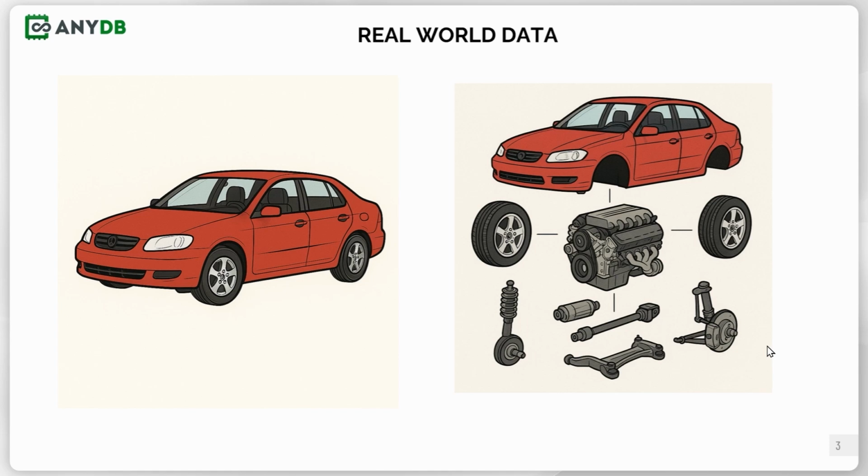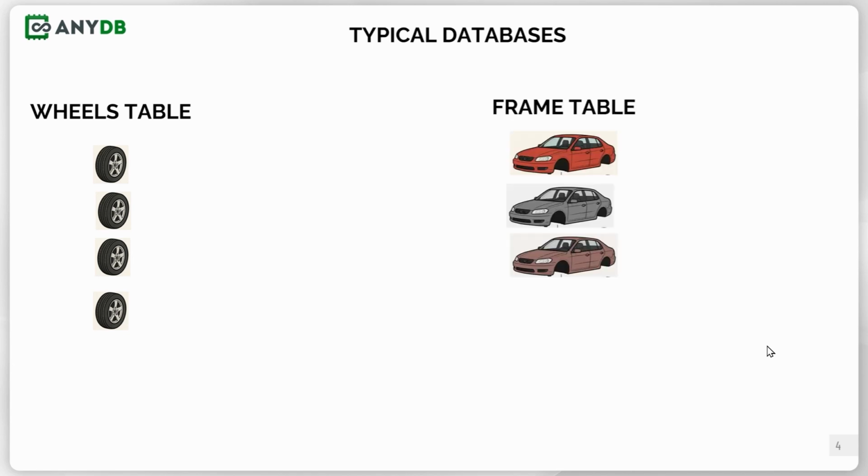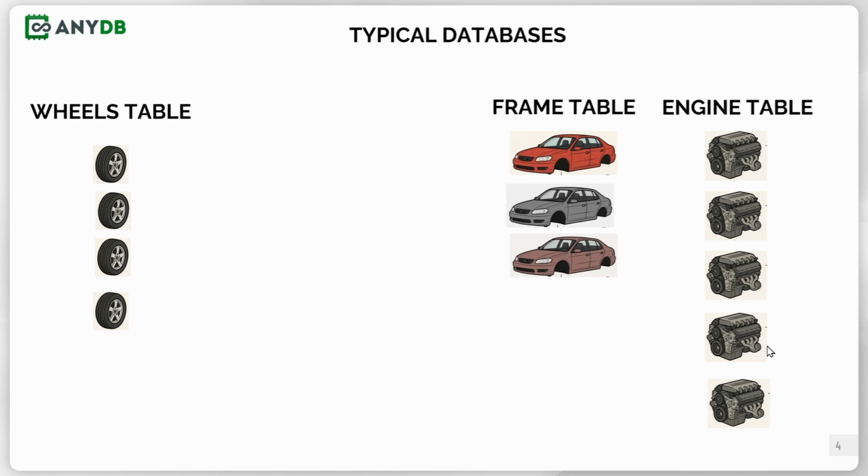If you take a wheel, you could break it up into other subcomponents. And this keeps going on and on and on. So a car could have thousands of items. Now, typical databases, the way they work is that you would create a table for storing one type of thing. Let's say wheels. You would have a table with just wheels. Or you would create a table to store all your car frames or only your engines.